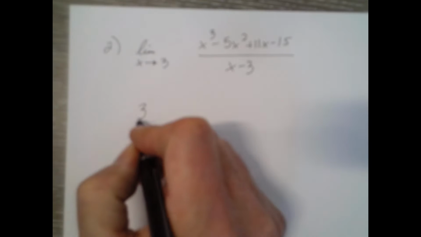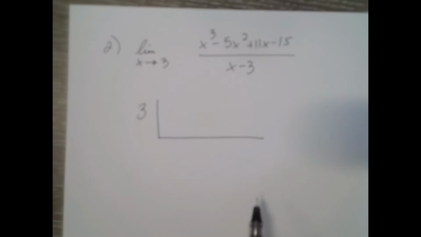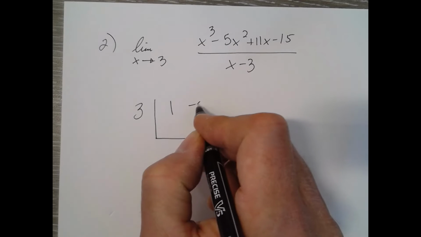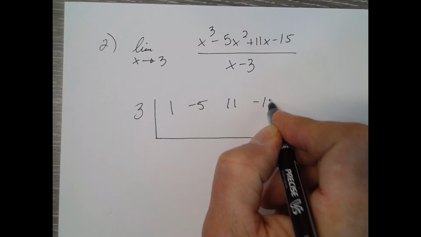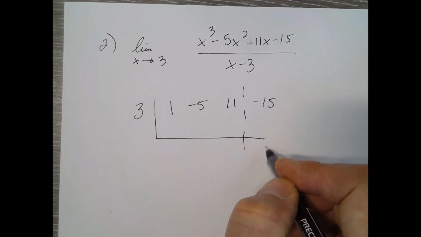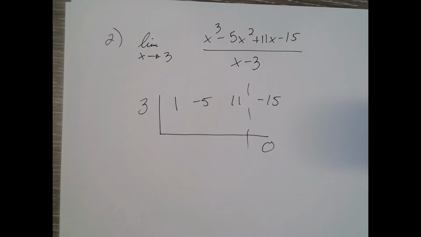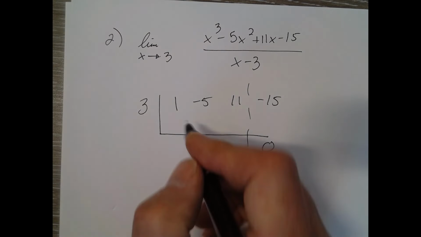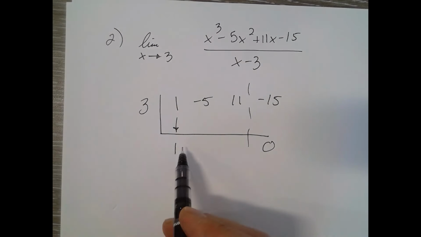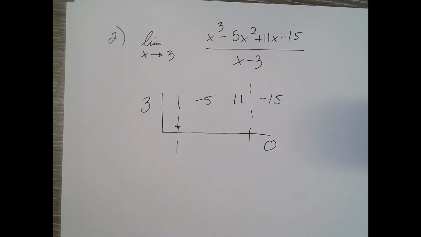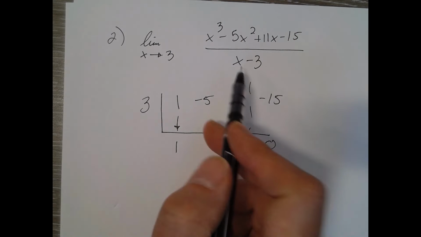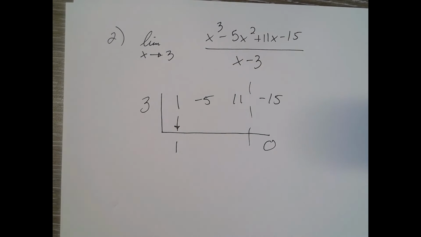So 3 out front, coefficients in place, and we should get 0 right here if we did it right, if it factors. I'll give you a second to try. See if you can remember that stuff. Remember, we bring down the 1, then multiply, and then add. Multiply and add. Why is that positive 3? Because you put the 0 out front. Whatever makes that 0 is what you go out front. So that's why it's positive 3.